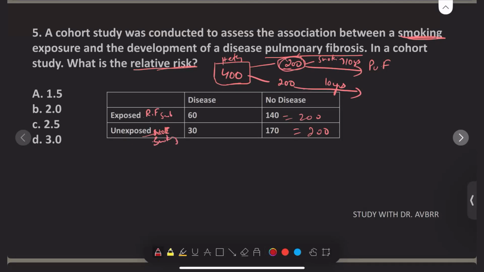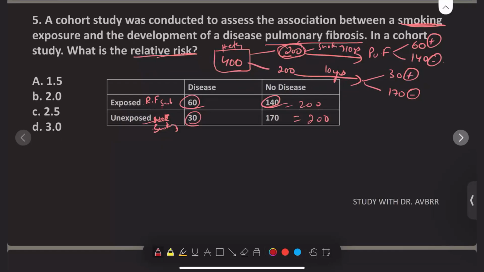So among those exposed to the risk factor, 60 people developed the disease and 140 did not. And here 30 developed. I'll keep the plus symbol so you know. 170 did not. According to this question, by now I hope you understood the concept of cohort study. So here they're asking for relative risk.